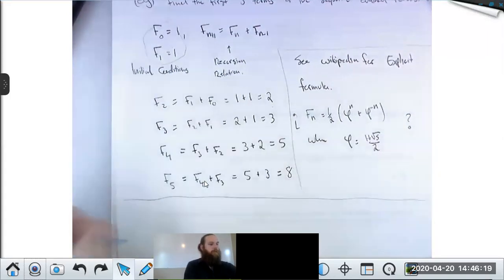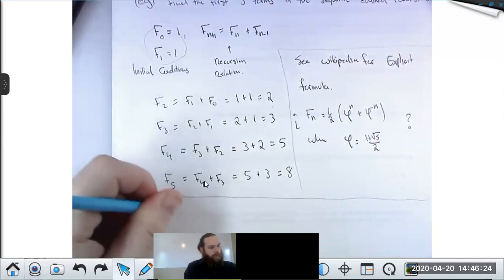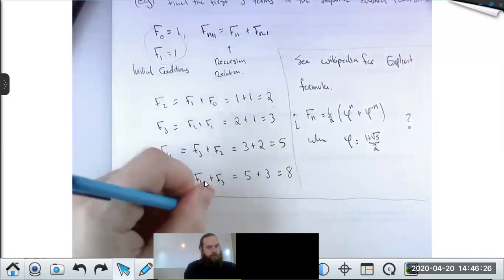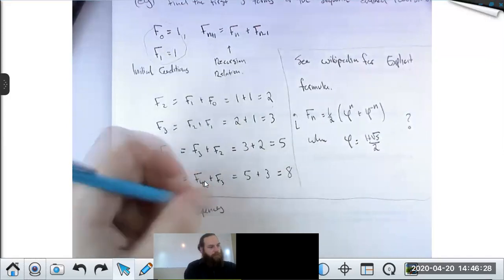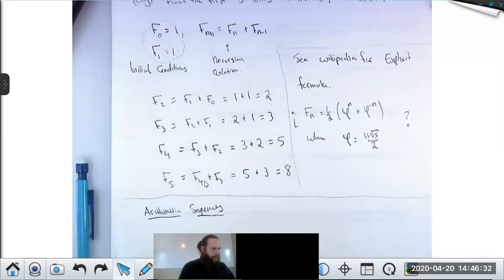The next important family of sequences are arithmetic sequences. I'm going to go ahead and turn the fan on here because it's getting pretty warm, so give me just 1 second.